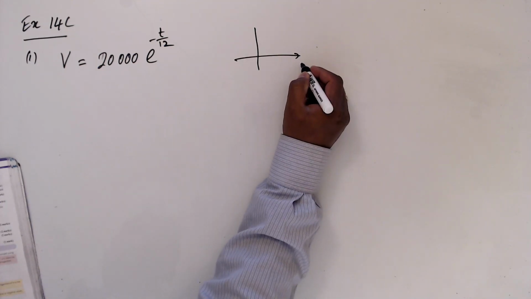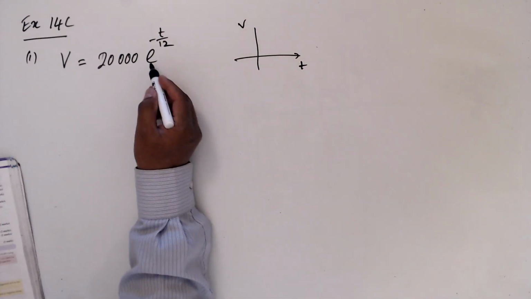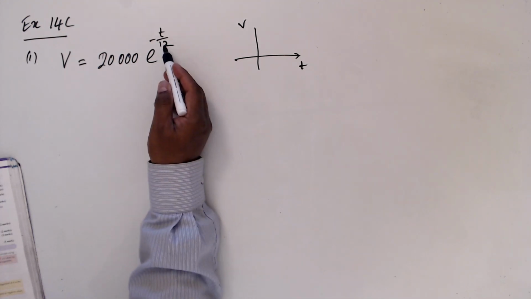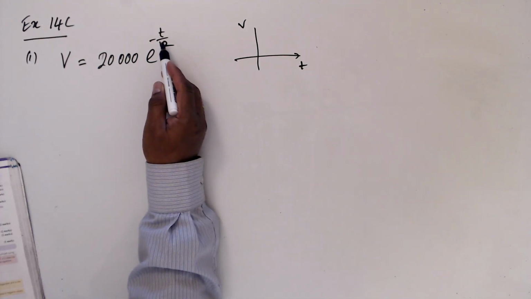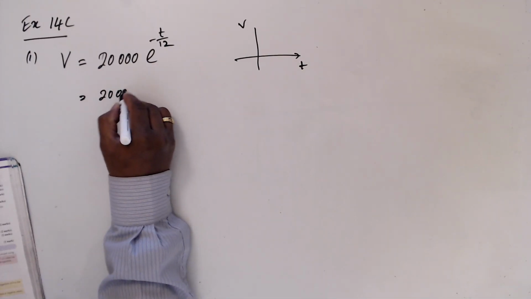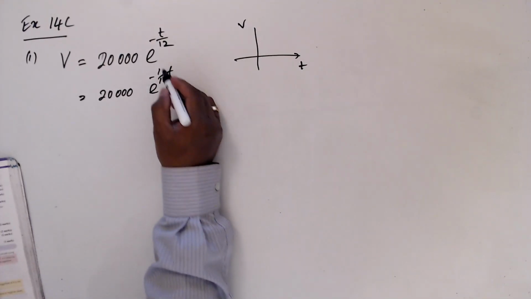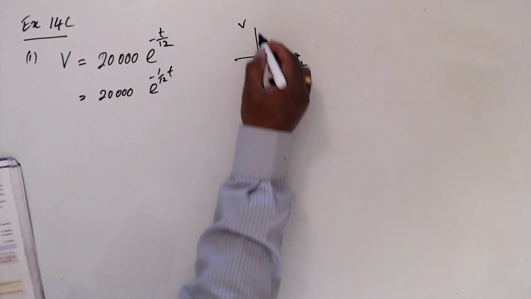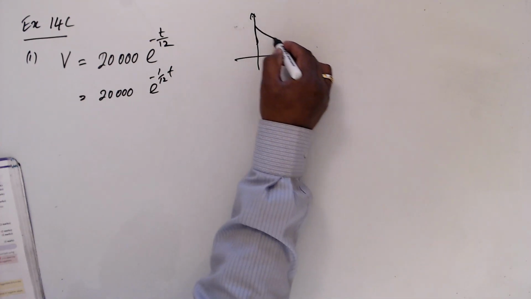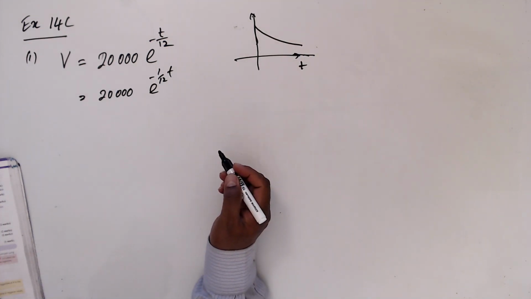So this is t, and the dependent value is v, and we see this is an exponential part. You can rewrite it like 20,000 e to the minus 1 over 12 times t, so that exponent is negative. Then we are expecting a graph something like this. And now if you draw this one, see whether it matches the scenario.